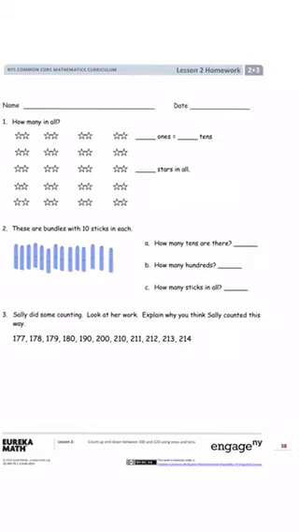Number 3, Sally did some counting. Look at her work. Explain why you think Sally counted this way. 177, 178, 179, 180, 190, 200, 210, 211, 212, 213, 214. Think about today, we were counting within the ones, and then we started counting by tens, and then back to the ones again. So just think about that as you look at this problem.